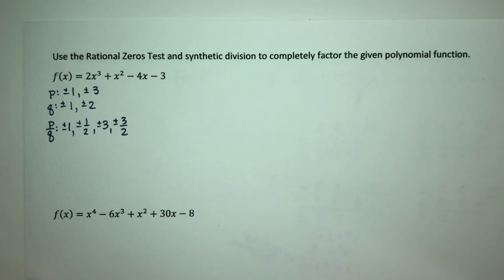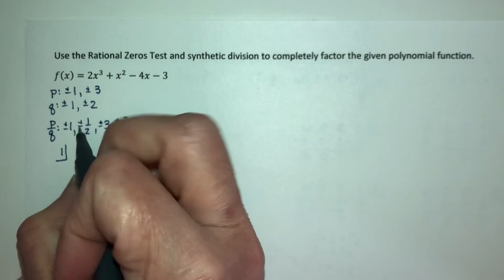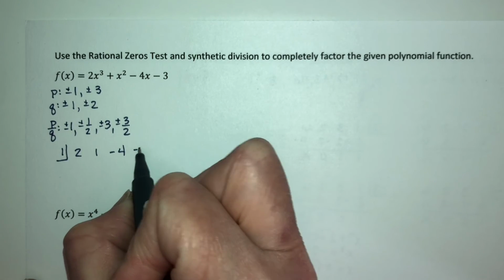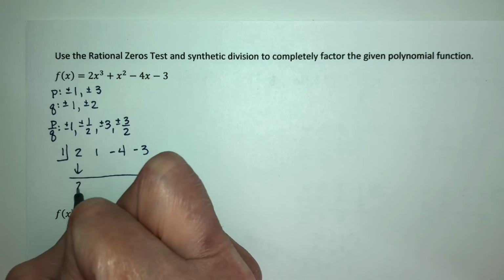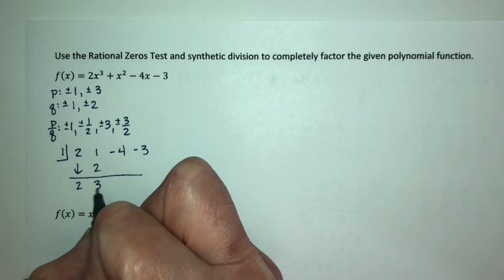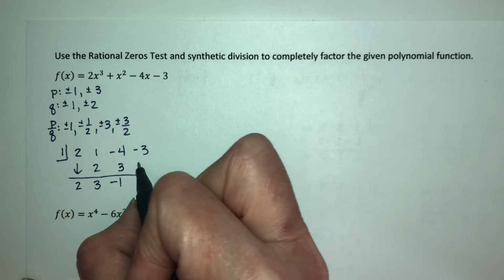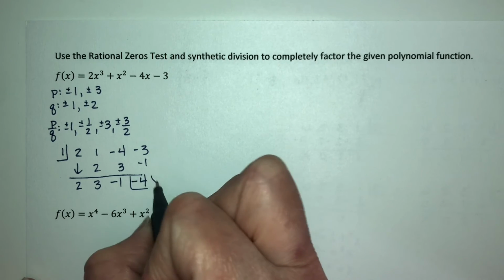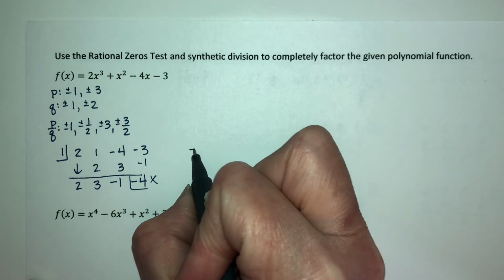Let's just jump in. Let's try 1. All of my terms are there, so 2, 1, -4, and -3. Bring down the 2. And I get -1, which is -1, which gives me a -4. So that's a no. 1 is not one of my solutions. Let's try -1.